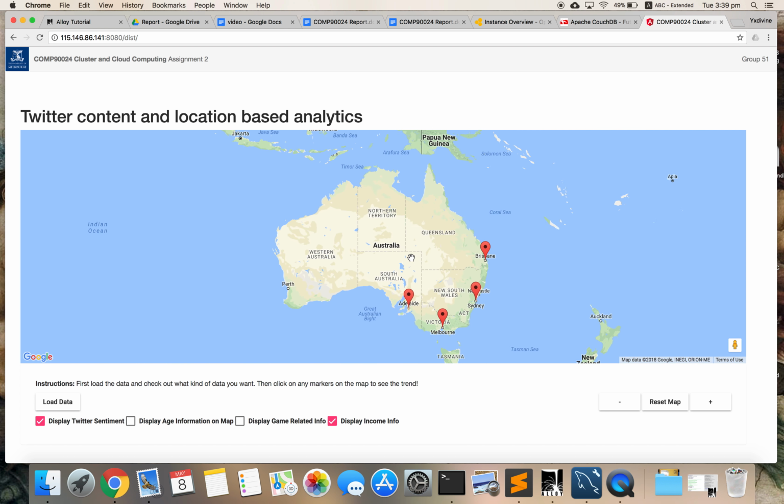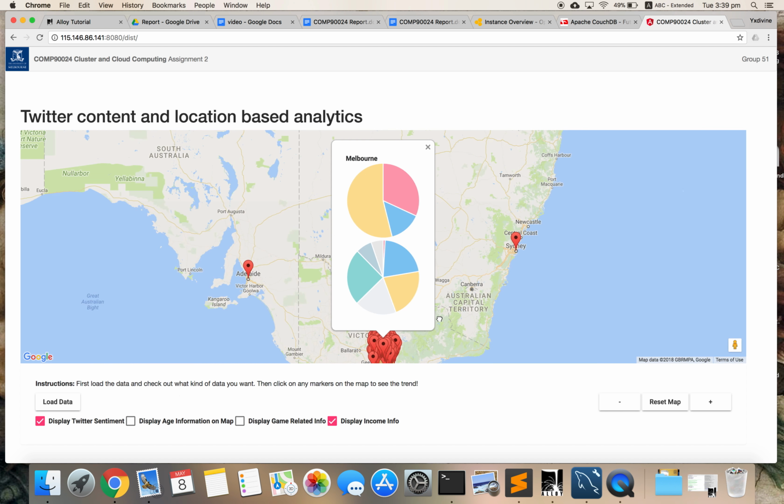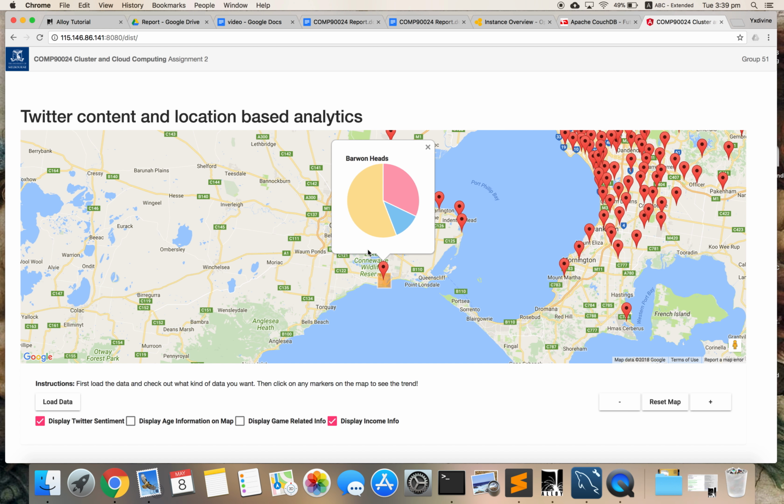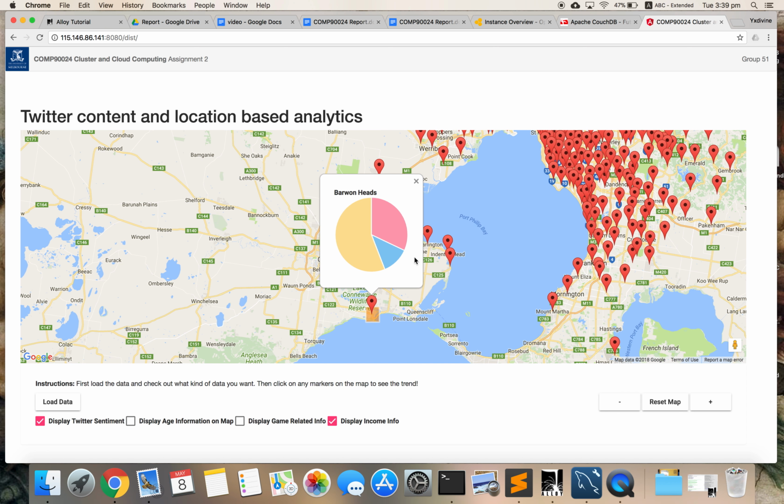An interesting part of the data in Melbourne, we found that most of the positive tweets were posted around a small town called Barwon Heads at the rural area of Melbourne, which is a tourist attraction. So there may be an indirect relation between environment or entertainment and sentiment.